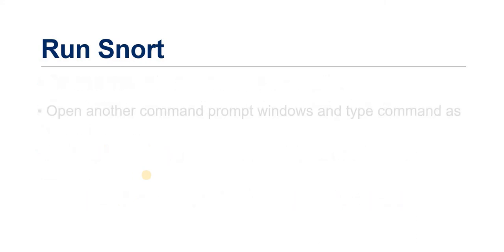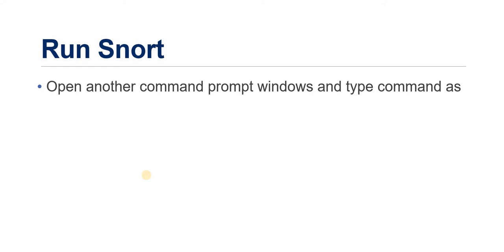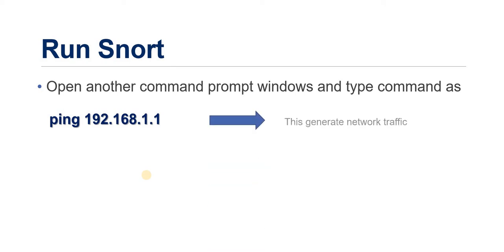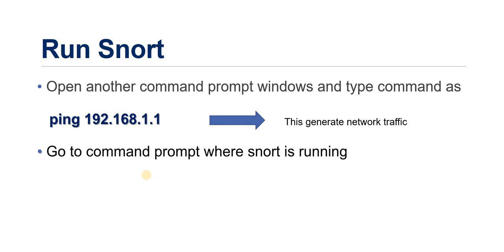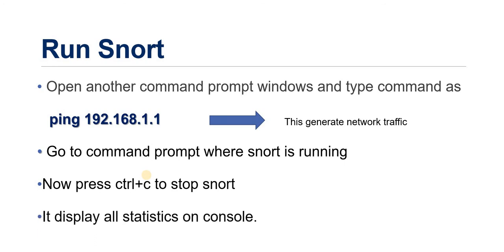So let us see. Then after this you have to open another command prompt and type the ping command, because we want to generate the network traffic. We want to test the ICMP rule, so you have to generate the network traffic purposely to trigger the event. Give the ping command to generate the ICMP packet. Then go to the command prompt where Snort is running and press Ctrl C to stop Snort, and it displays all the statistics on the console. So I will show you how this works.